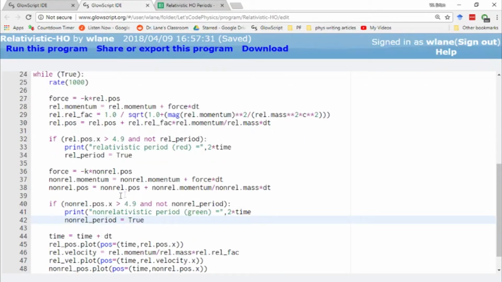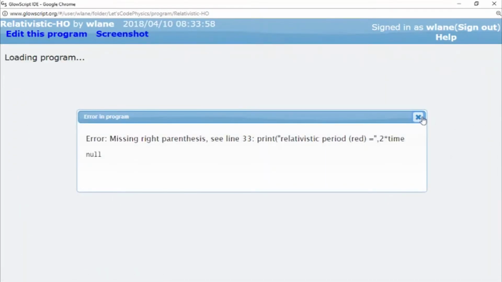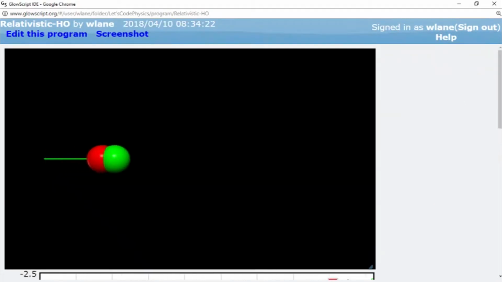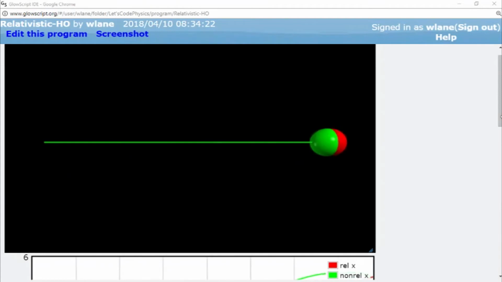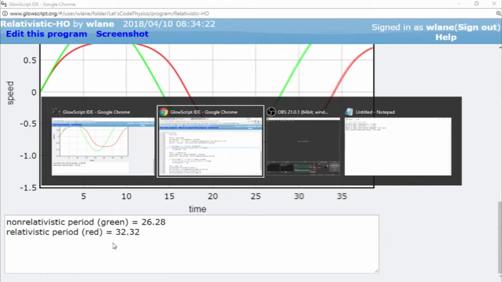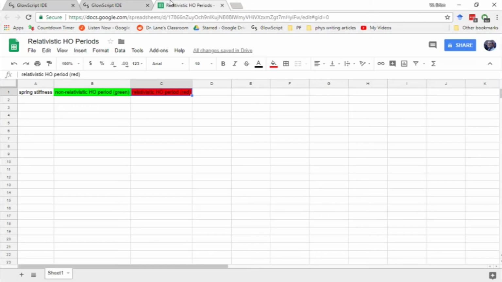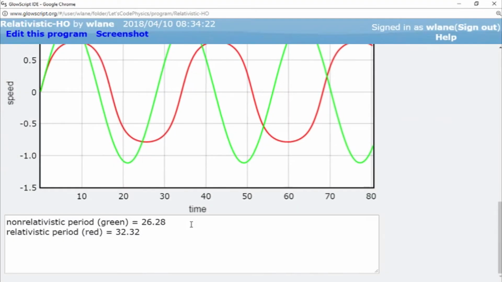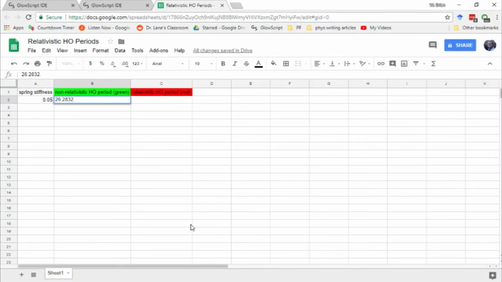Let's see, non-rel, non-rel, non-rel, non-rel. All right, so I should now just be able to get these to print out once, and I'm missing a right parenthesis. Oh yeah, oops. I thought something looked funny on that line, but I couldn't quite put my finger on it, or the cursor on it. All right, so when these guys finish that, it should tell me the periods. There we go. So this was a K value of 0.05, and my green one was 26.28, and my red one is 32.32.